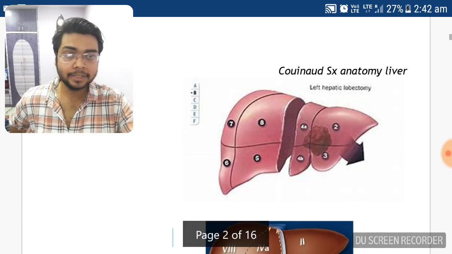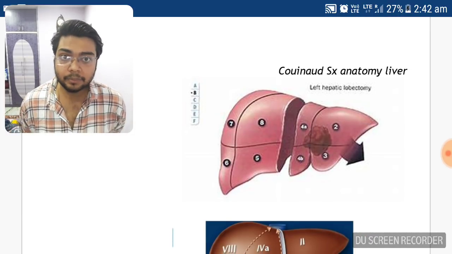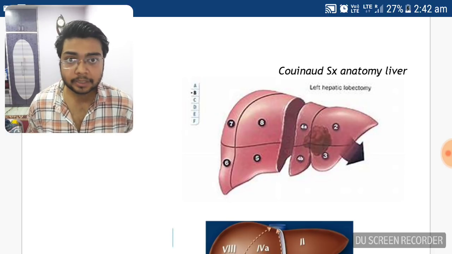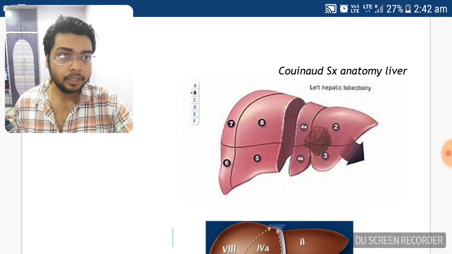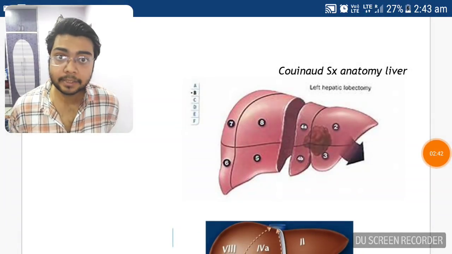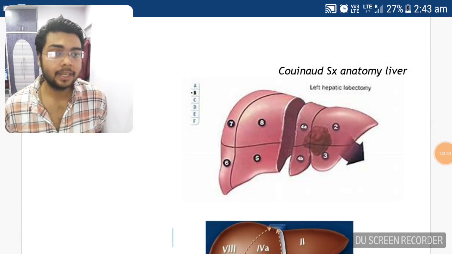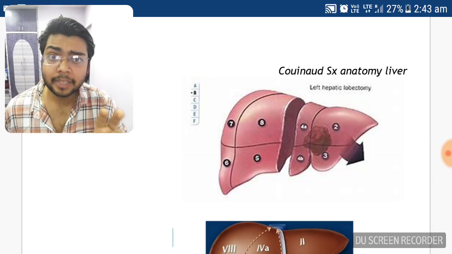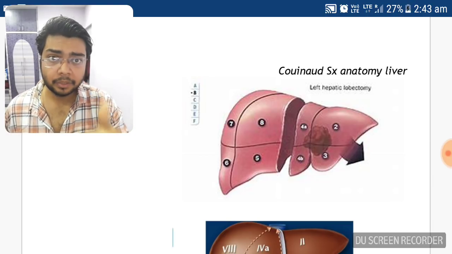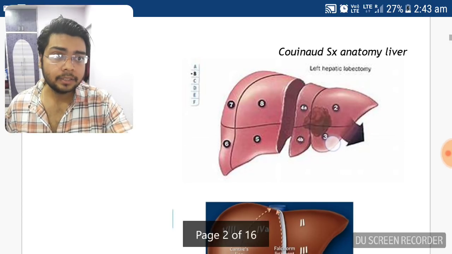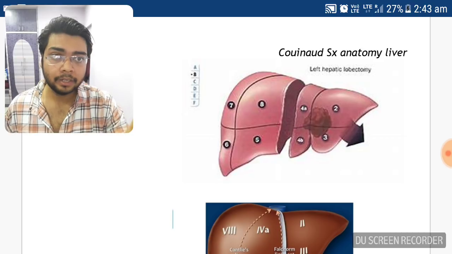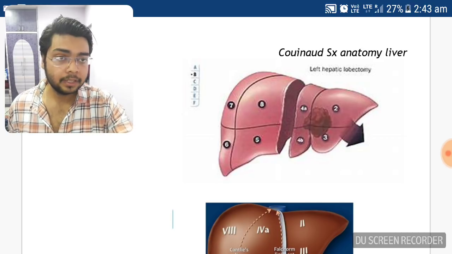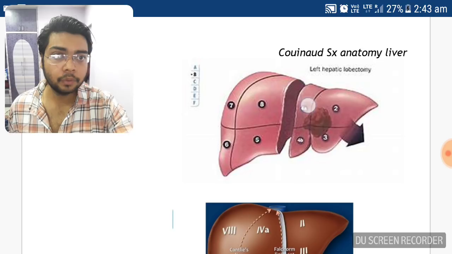Now another important section is the anatomical division of the liver. They do ask questions from this part of your anatomy, because it is included in both surgery and anatomy. This was the simplest diagram I could find to help you understand. The left lobe and the right lobe are divided, and the left lobe is labelled 2, 3, 4A, 4B, then 5, 6, 7, 8.